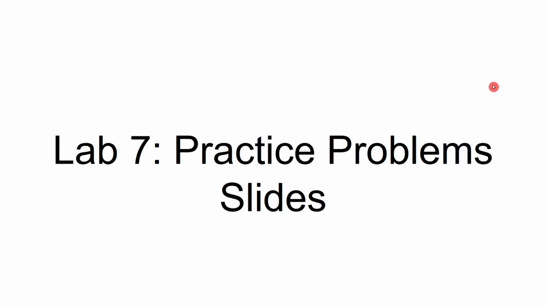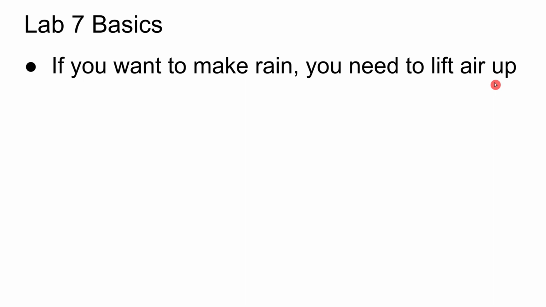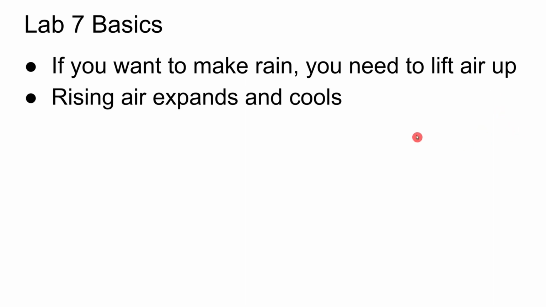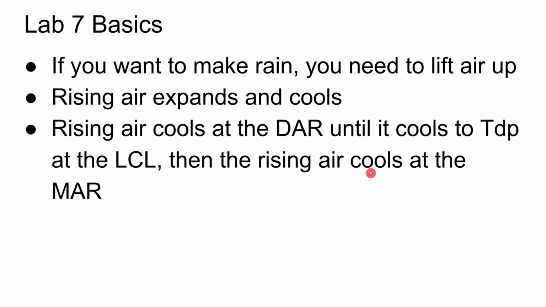So let's get started. The basics for Lab 7: if you want to make rain, you need to lift air up. Rising air expands and cools. Rising air cools at the dry adiabatic rate until it cools to dew point temperature at the lifting condensation level. And then, once it's cooled to dew point temperature, the rising air is going to cool at the moist adiabatic rate.